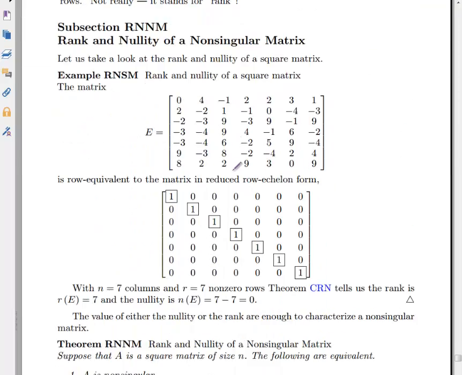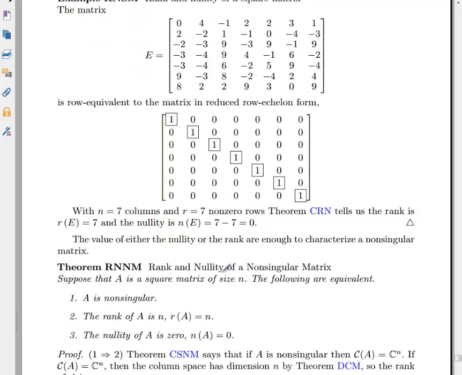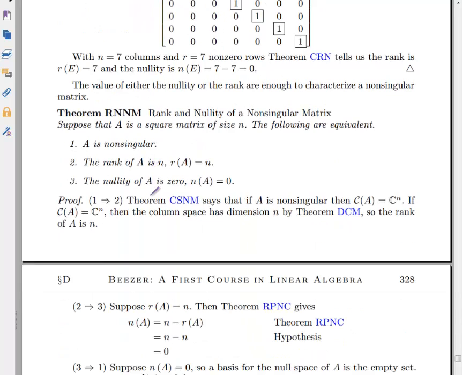Now consider the rank and nullity of a non-singular matrix. Here we have a non-singular matrix, and it reduces here. What's the dimension of the null space? Well, there is no null space, so the dimension is 0. The rank is n. So in fact, the rank of a non-singular matrix is equal to the number of columns. So we have the fact that A is non-singular, the rank is n, which is the number of columns, and the nullity is 0. Those all go together.